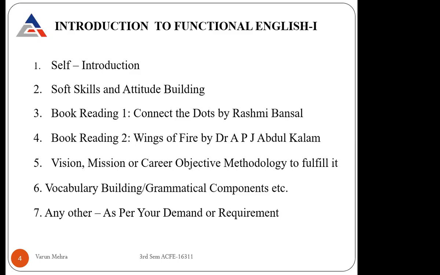One, self-introduction, 10 marks. Two, soft skills and attitude building, 10 marks. Three, book reading, Connect the Dots and Wings of Fire. Maybe I can go for one single test for both books, or 2 different tests can be conducted, 10 marks. Then last is vision, mission, or career objective. As I already told you, in this activity, as with self-introduction, in vision, mission, and career objective you have to tell me what your vision is. No student can say that they don't know what they have to do in the coming years. Every one of you has to think about what your vision is.